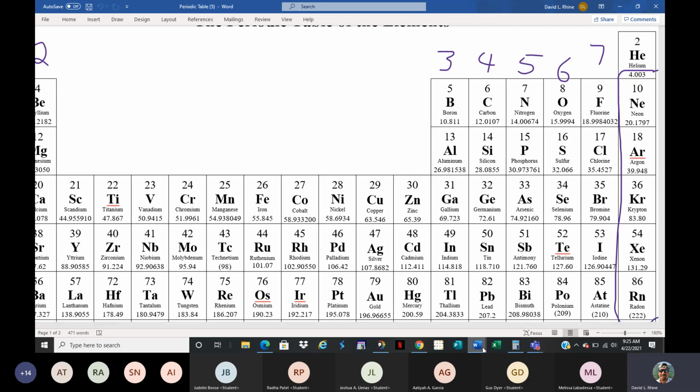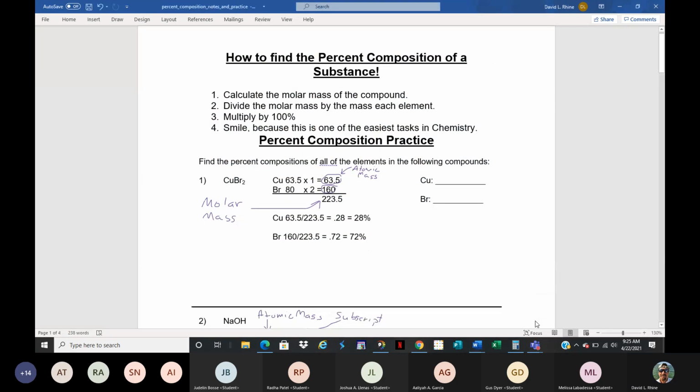Okay. So you take the atomic mass, which is 63.5, times 1. 1 is how many copper atoms I have. And that is 63.5. I have 2 bromines. So when I go 80 times 2, I get 160. Then you add these numbers, and that gives you your molar mass. Questions on how to calculate molar mass? We've done this before. It's just been a while. Okay, any questions? Are there any questions? All right.